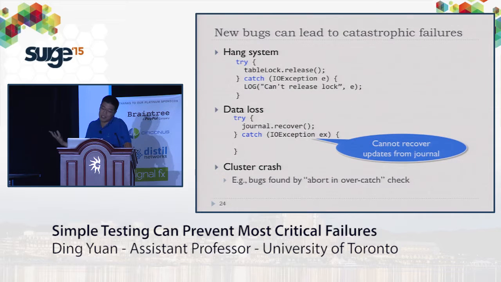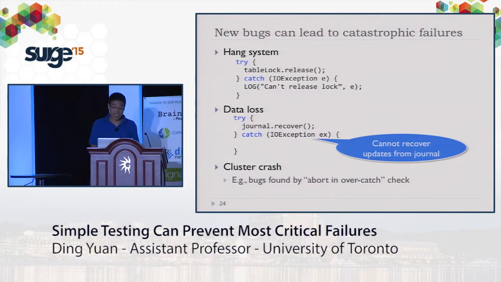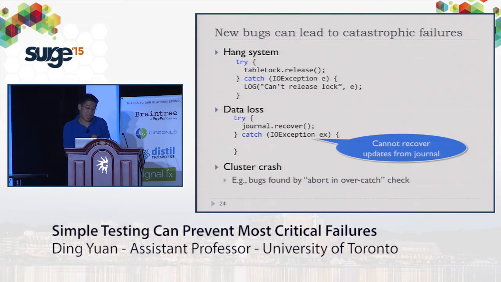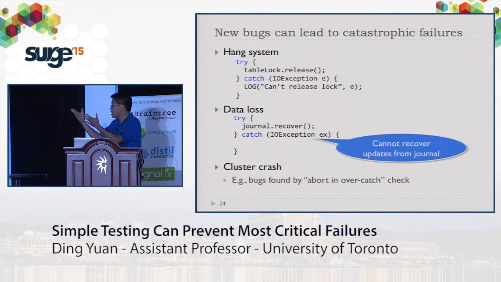And some of these bugs could result in data loss. For example, this is a code snippet in HDFS. During the journal recovery process, which is already handling some errors or inconsistency in your file system, if it throws an exception and that exception is ignored, it could lead to an inconsistent file system. And finally, a lot of these bugs could result in cluster crash. For example, all the bugs that are detected by this abort-in-catch check could result in a crash.